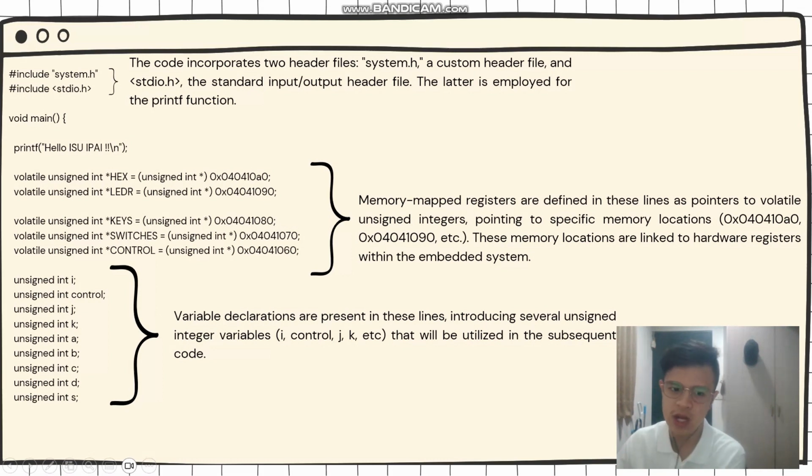So we have to address our pin address or base address for the system to work, or the codes to work. And then these memory locations are linked to hardware registers within the embedded system.